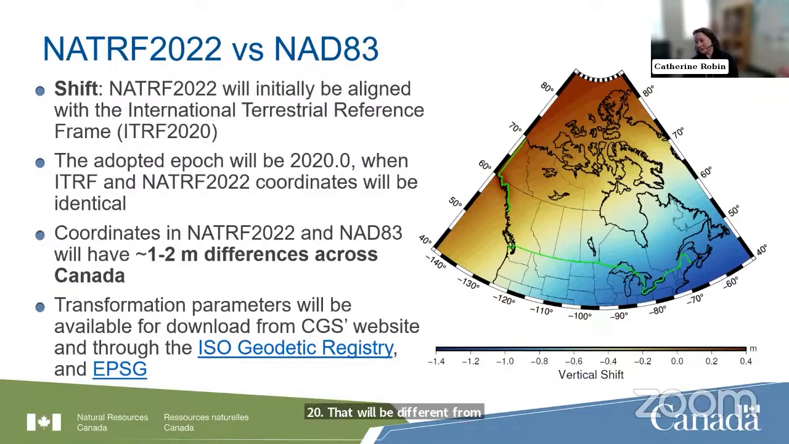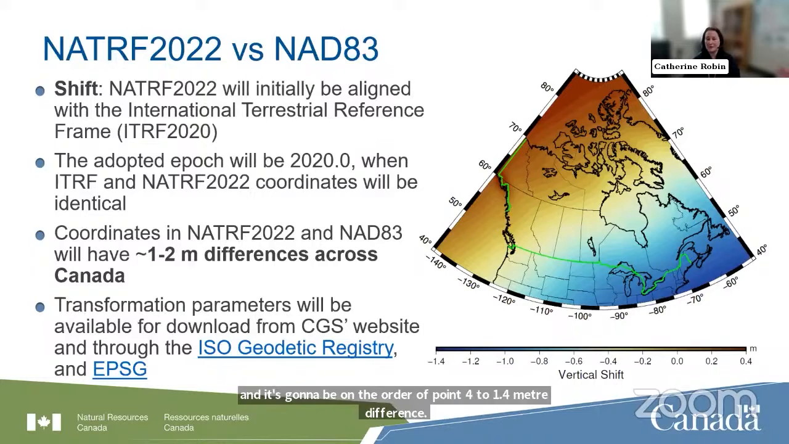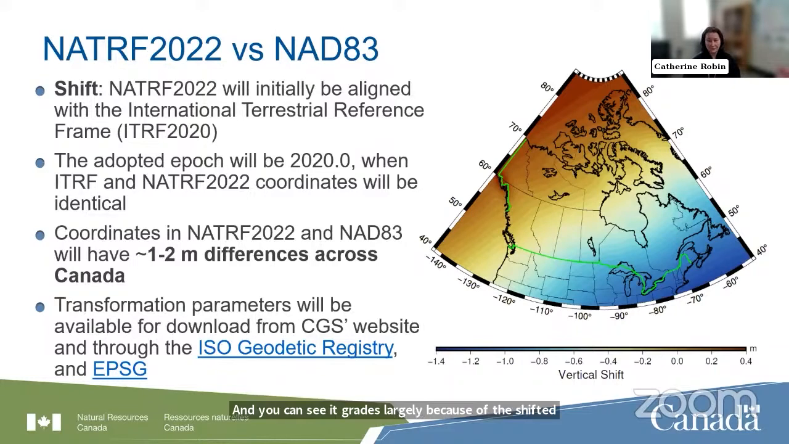I am showing here a plot of the expected differences between NatRef 2022 and NAT83 in the vertical. Again, this is still preliminary data we have for NatRef 2022, and it's going to be on the order of 0.4 to 1.4 meter difference. You can see it grades, largely because of the shift in the center of the Earth. All the transformations between the various versions of NAT83 and NatRef 2022 will be available through our website or through the ISO Geodetic Registry and EPSG.